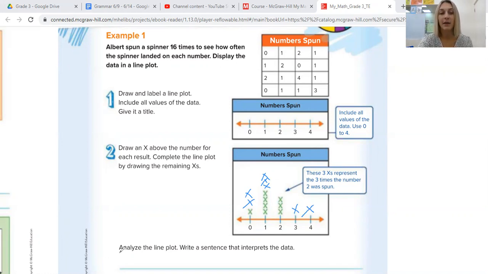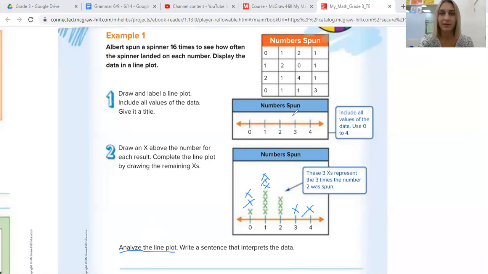Now it says to analyze the line plot. Remember, when we see analyze, that means to write a sentence that interprets the data. So first you're just going to look. Analyzing is looking at our chart or our line plot, and then we need to write one sentence just to compare things, just like we were doing in grammar, comparing maybe how many there was of one number, how much more there was, or how much were the same. So I see 3 and 4 were exactly the same. So I could say something like, Albert spun the same amount of 3s as 4s.